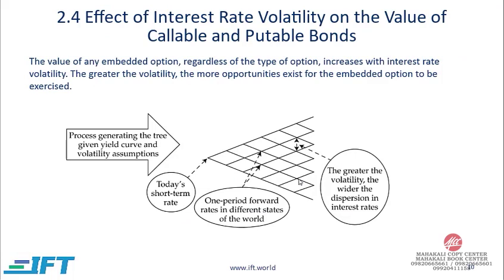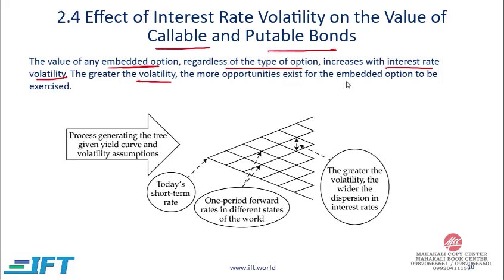So far we have considered scenarios with zero interest rate volatility. Now we make our analysis more realistic by considering interest rate volatility and the impact of this volatility on callable and puttable bonds. This material has been covered in the previous reading, so this is a quick recap. The value of an embedded option, regardless of the type of option, increases with interest rate volatility. The greater the volatility, the more opportunities exist for the embedded option to be exercised.